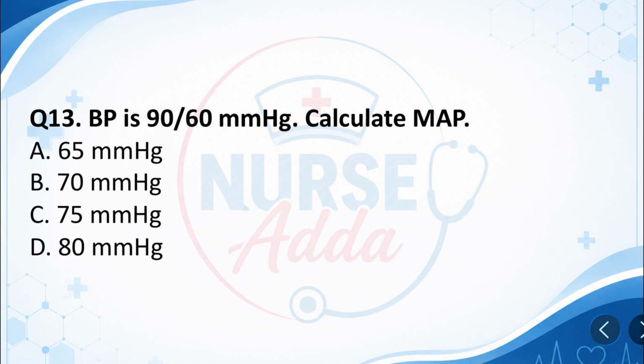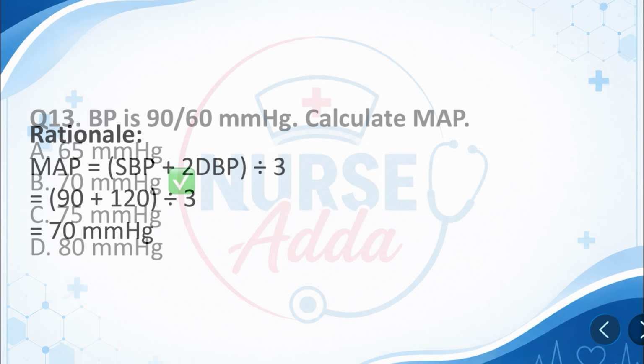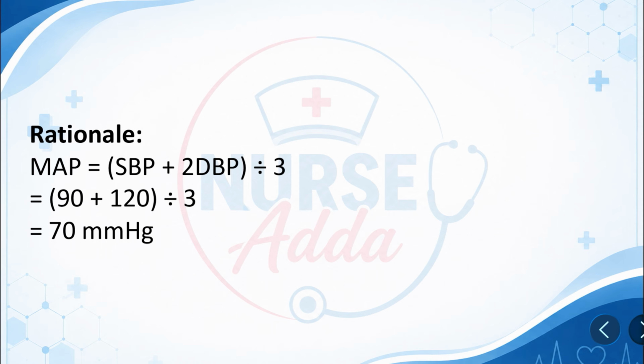Question number 13. BP is 90 by 60 mmHg. Calculate the MAP. The right answer is option B, 70 mmHg. MAP is equal to SBP plus 2 into diastolic BP, the whole divided by 3. So by this equation we get the right answer, 70 mmHg.